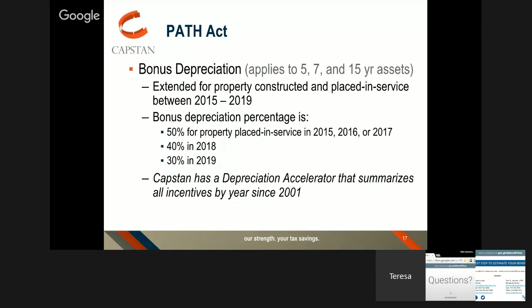We also offer what we call our depreciation accelerator that summarizes all these incentives by year since 2001. It also includes, which I'm not going to get into detail on today, things like qualified leasehold improvements, which were extended permanently to be 15-year property. And there's certain rules around that. But I would like to let you know that if you want a copy of this depreciation accelerator, please feel free to email Cherie or me, and we would be so glad to send it over to you.